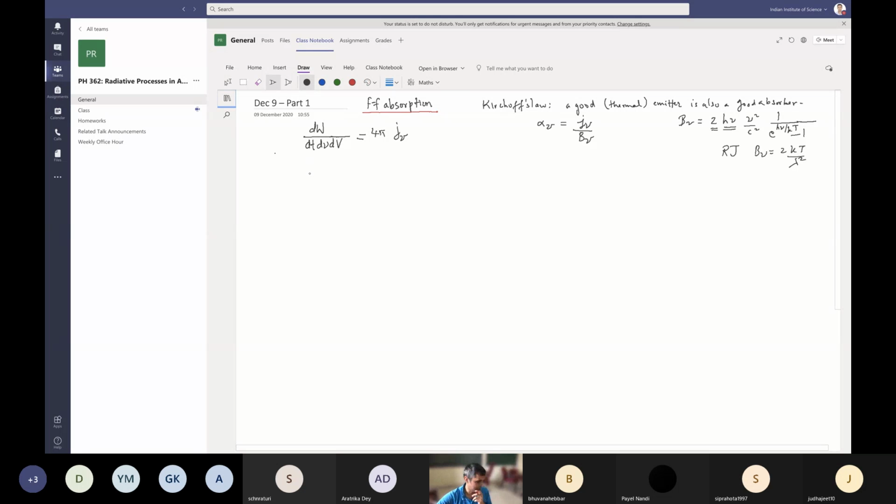Okay, so let's see. So what was this? Let me just rewrite what this was. 2 to the 5. I mean, this you don't have to memorize at all. Don't memorize the numbers and so on. Just memorize the dependencies on frequency and temperature. That's quite useful. Pi. I'm just writing it out from my notes.